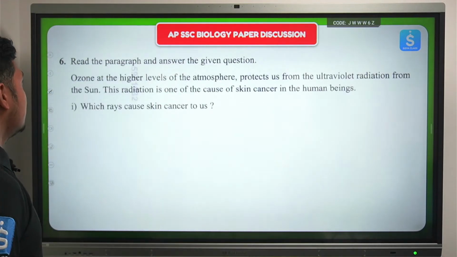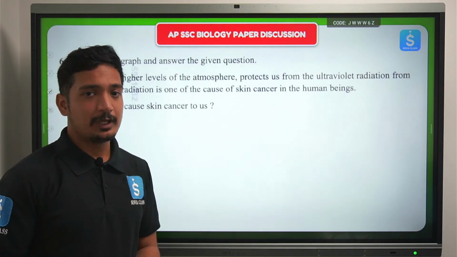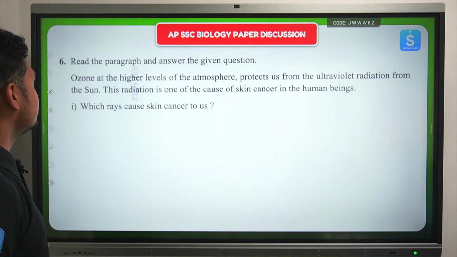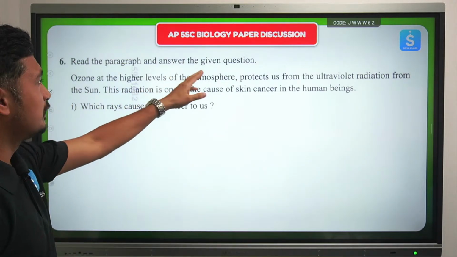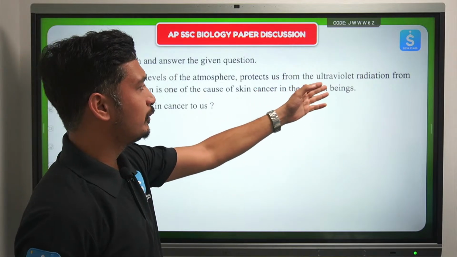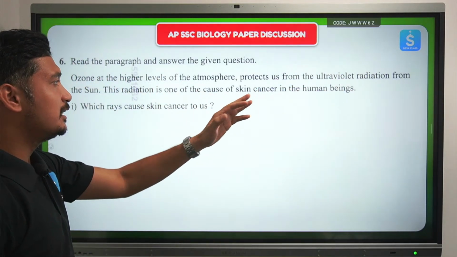Moving ahead to the next part. One of the easiest questions again. You just have a passage. You're supposed to read that passage and answer a very easy question. The question says, read the paragraph and answer the given question. Ozone at the higher level of the atmosphere protects us from the ultraviolet radiation from the sun. This radiation is one of the causes of skin cancer in human beings.